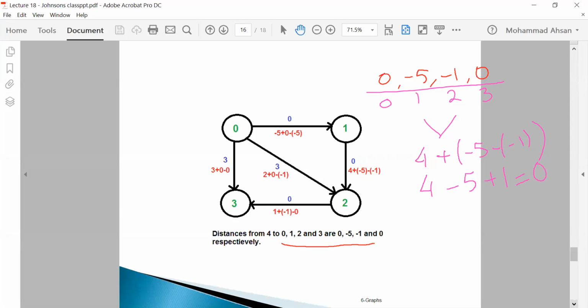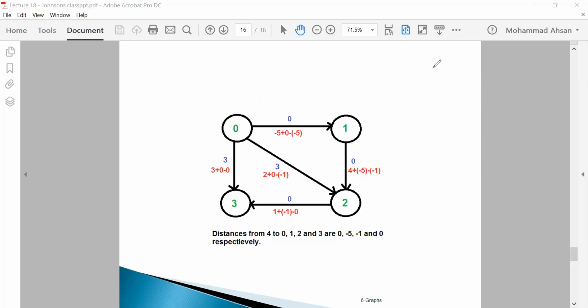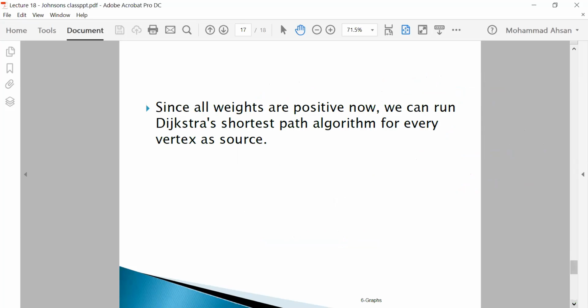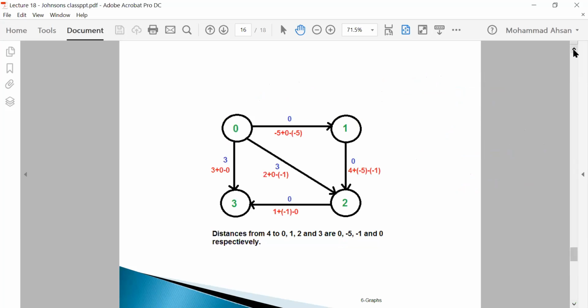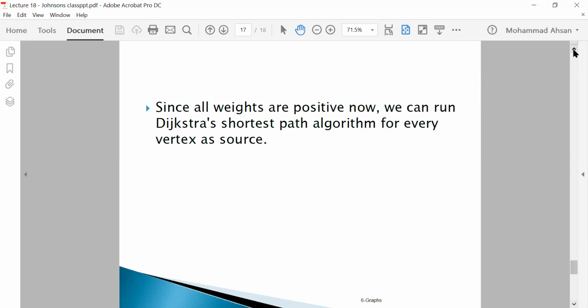So for 0, 1, the original weight is minus 5. Then HU is 0 and minus HV is minus H1, which is minus minus 5. So this becomes 0. This also becomes 0. Similarly, this is 0, this is 3, and this is 3. So these are the recalculated weights of the edges, using HU minus HV. Now, if you see, all the weights are positive, and now we can run Dijkstra's algorithm.